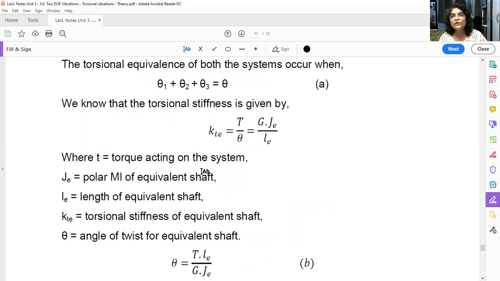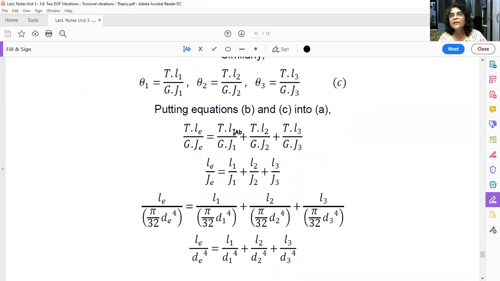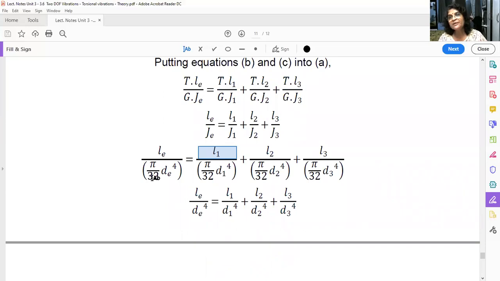So what will we get? T into LE upon G into JE is equal to TL1 upon GJ1 plus TL2 upon GJ2 plus TL3 upon GJ3. From each term, cancel out the common terms, that is T and G. So what is remaining? LE upon JE is equal to L1 upon J1 plus L2 upon J2 plus L3 upon J3. Now put the value of polar moment of inertia. You know that it is pi by 32 DE fourth for JE, pi by 32 D1 fourth for J1, pi by 32 D2 fourth for J2, similarly for J3.